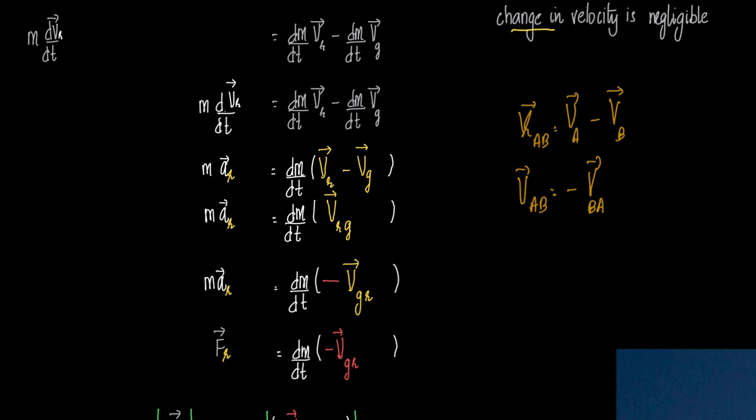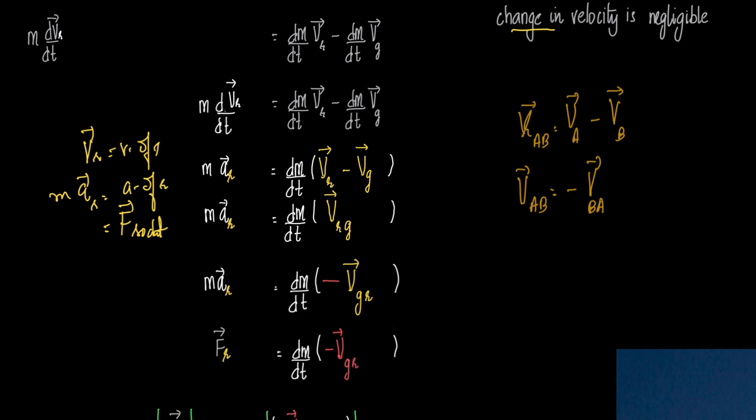Now, what is the derivative of the velocity vector? It is the acceleration vector, so this term can be replaced by AR. So m into AR is equal to dm by dt into minus VGR. Practically, VR is the velocity of the rocket and AR is the acceleration of the rocket. So m into AR is mass into acceleration of the rocket, which is the force acting on the rocket. Therefore the force acting on the rocket is equal to dm by dt into minus VGR.